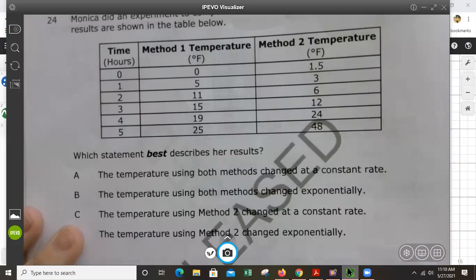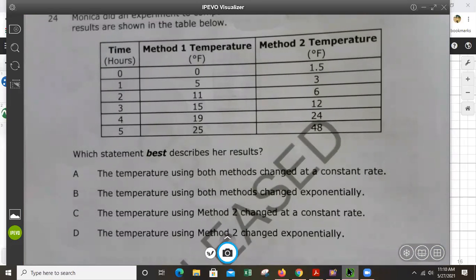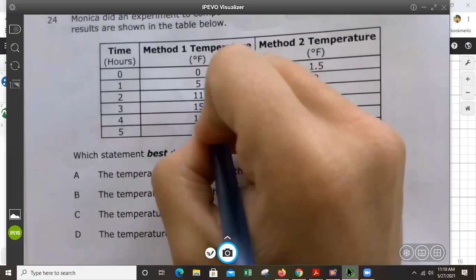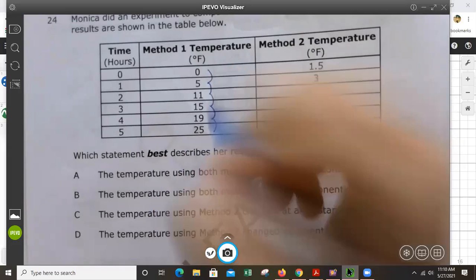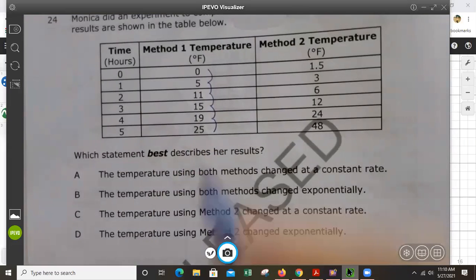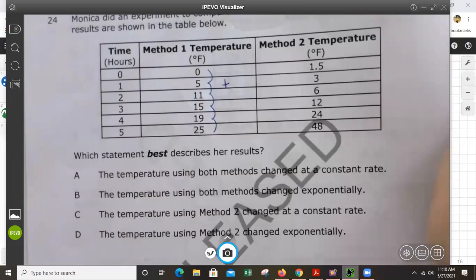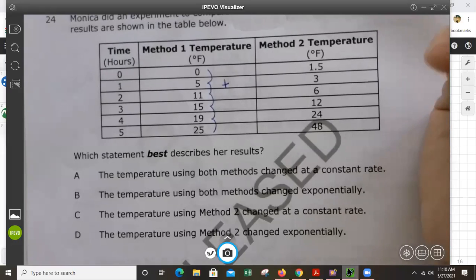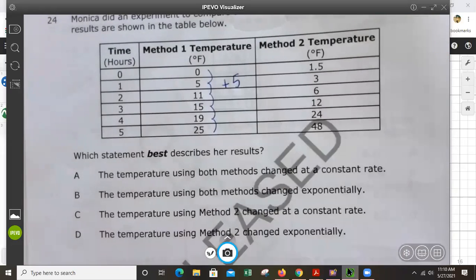Get 24. All right, so anytime they use like best describes or approximately, you're not going to get an exact answer, but it's going to be really close. So let's look at these. On average, what's happening to these temperatures? Adding up by what? Like 5-ish, right? Just a little bit, but they're adding. That's all that's important, okay?